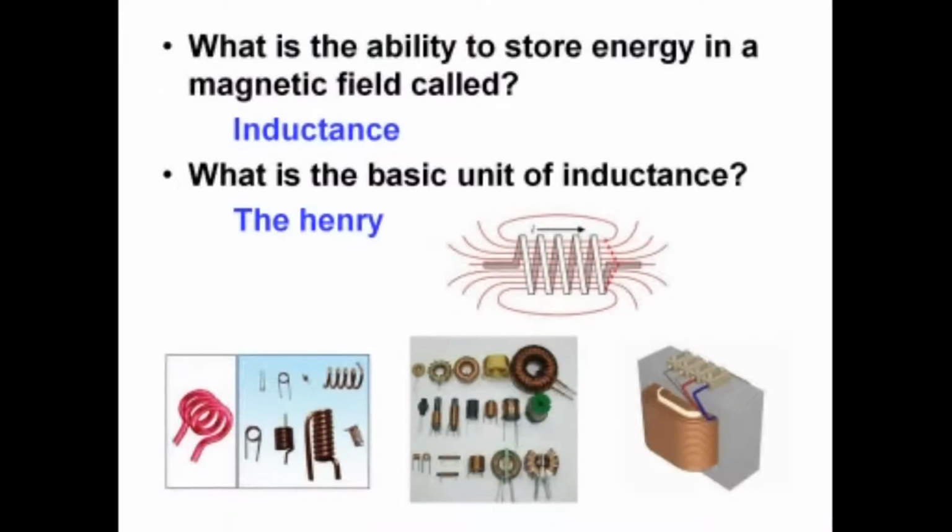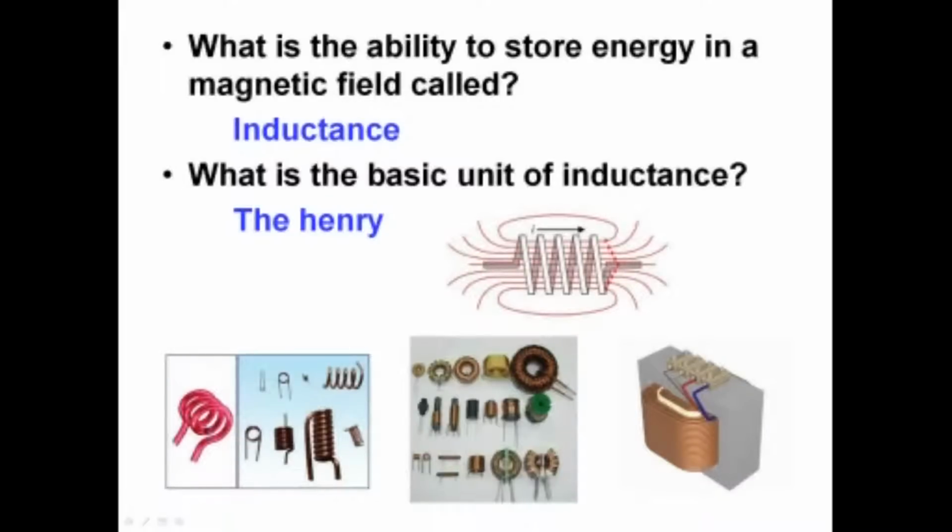Okay, in addition to being able to store energy in an electrical field, we can also store it in a magnetic field. And when we do that, it's called inductance. The ability to store energy in a magnetic field is called inductance. And an inductor is typically a coil in form. Here you see a coil of wire that's wrapped around here. You see a magnetic field that's produced by the flow of current in that coil.